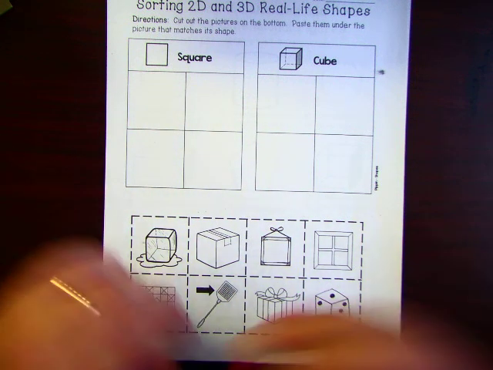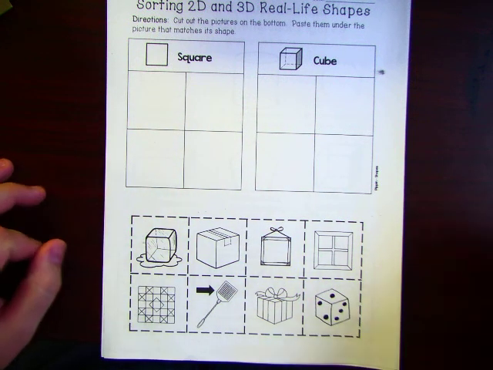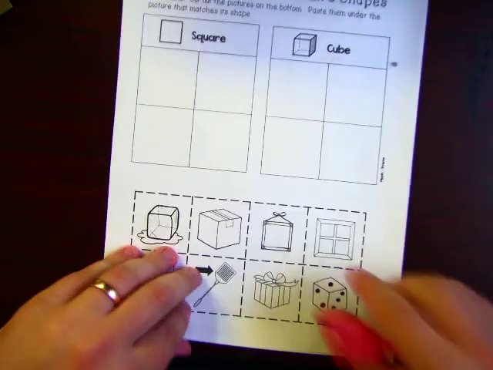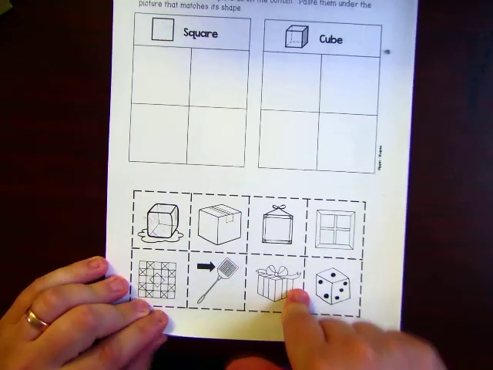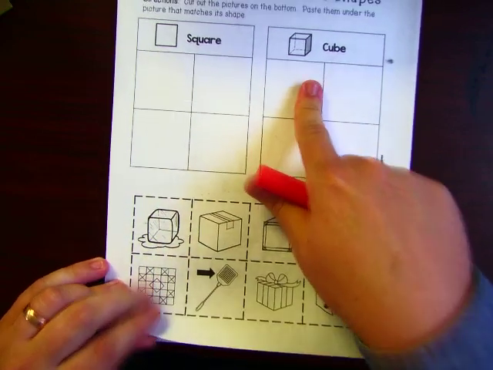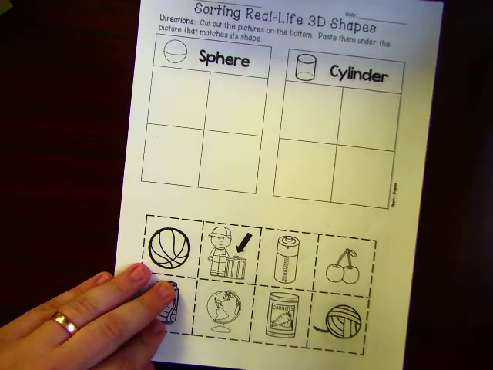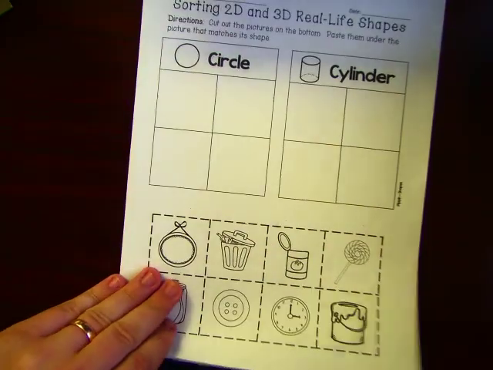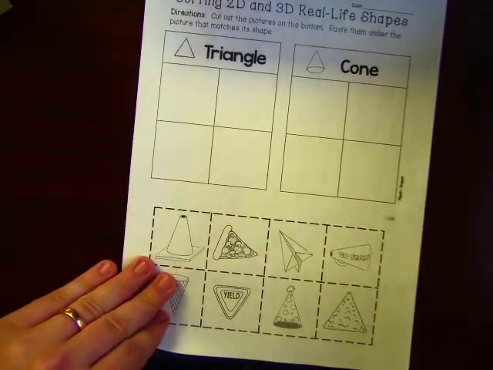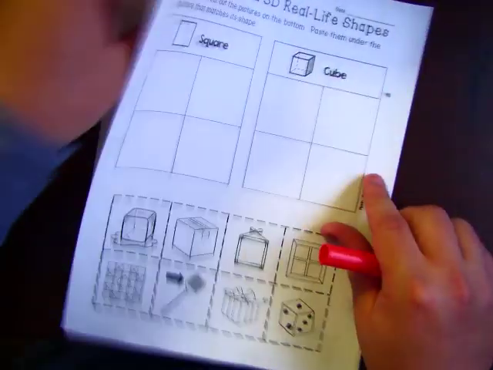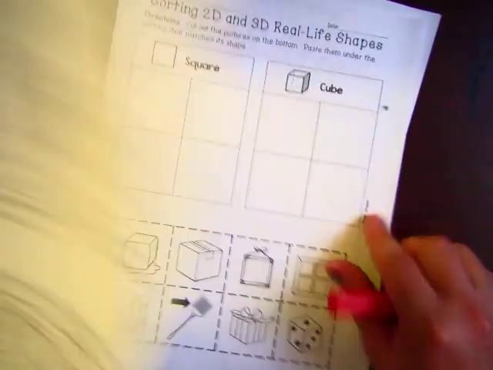In this video, we're going to review 2D and 3D shapes. You have some papers that are cut and paste. That means you cut them out and you put them in the square that they go. We have one for square and cube, sphere and cylinder, circle and cylinder, and triangle and cone. So you are sorting the shapes. You are deciding where they go, and the other thing we have is a little quiz for you to take at the end, and I'll read that to you.